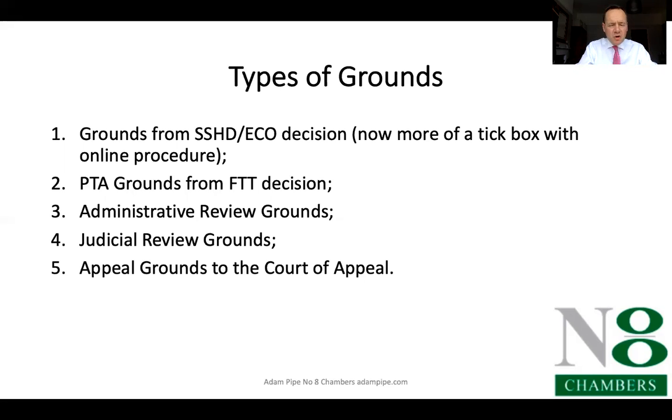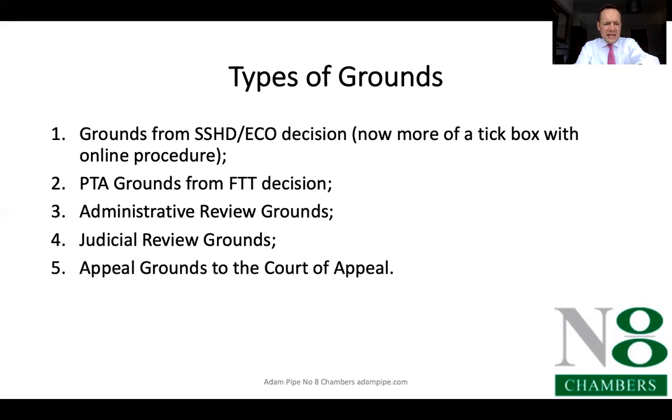The most common thing we come across often is permission to appeal grounds from a First-tier Tribunal decision, whether that's grounds to the FTT for permission or renewed grounds to the Upper Tribunal. We may, when there's a decision without an appeal, have the option of administrative review. And there we want to show that there's a caseworking error in the decision. You may draft judicial review grounds or Cart judicial reviews where you have to show a public law error. Or you may have to draft grounds to the Court of Appeal and the higher courts.